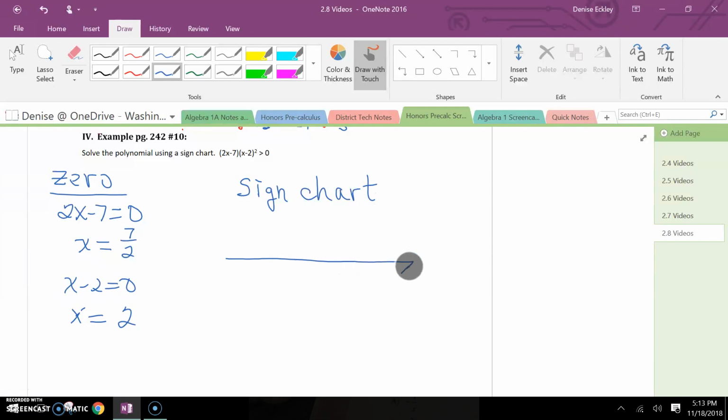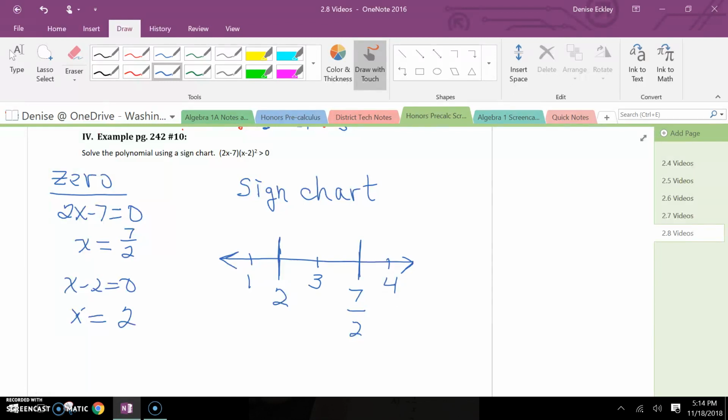I'm going to draw a number line. The first one is at 2, right here. And the other one is at 7/2. So we want to pick a number before 2, between 2 and 7/2, and after 7/2. So before 2, I'm going to choose 1. Between 2 and 7/2, I'm going to choose 3. And after 7/2, I'm going to choose 4.